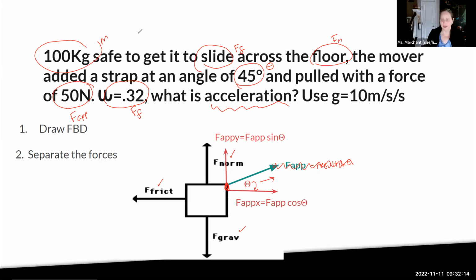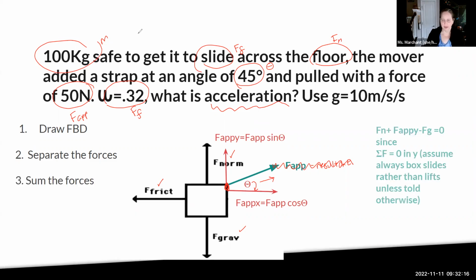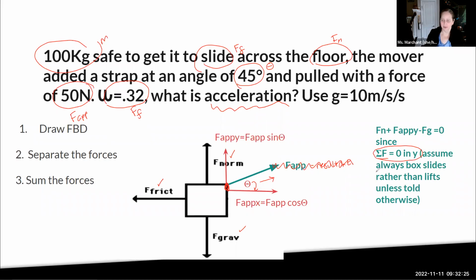So what do we know? We're going to do the Y first. Why? Because it's not having any acceleration in the Y, which means the sum of the forces in the Y is 0. We have 2 upward forces, the force applied and the force of normal. So those get positives. We have 1 downward force, the force of gravity, so that gets the minus sign. Force of normal plus force applied in the Y minus the force of gravity is 0.